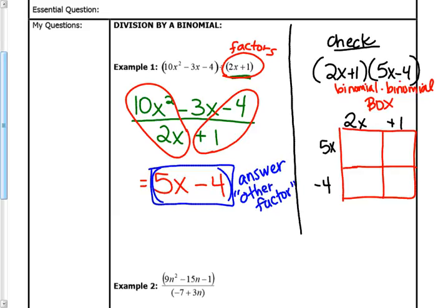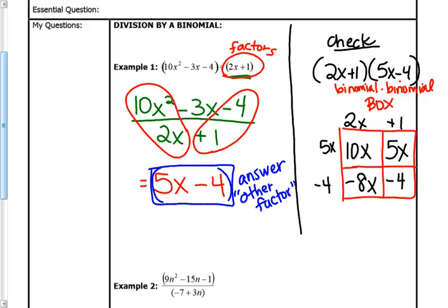So 5x times 2x is 10x squared. Then I have 5x times 1, which is 5x. I have 2x times negative 4. That's going to give me a negative 8x. And then negative 4 times 1 is a negative 4.